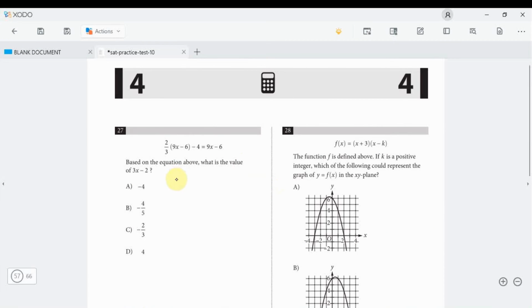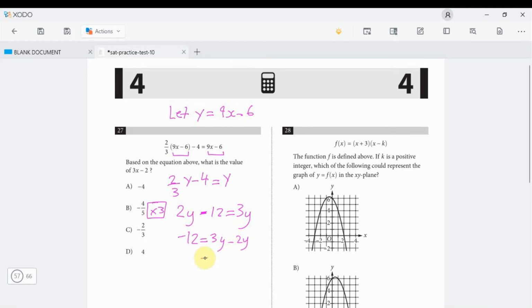Number 27. Based on the equation, what is the value of 3x minus 2? Now, first thing I noticed was that 9x minus 6 and 9x minus 6 here are the same thing. Let's call it y. Let y be equal to 9x minus 6. So we really want 2/3 y minus 4 equal to y, right? If we multiply through by 3, this becomes 2y minus 12 is equal to 3y. So we can bring the 2y over, so it becomes negative 12 equals 3y minus 2y. And so y is negative 12.